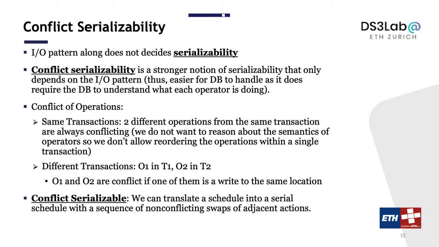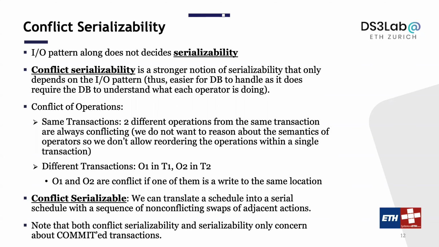So what do we mean by conflict serializability? We say one schedule is conflict serializable if we can translate that schedule into a serial schedule with a sequence of non-conflicting swaps of adjacent actions. So this is pretty abstract at this moment, but it's going to become concrete down the road. Another thing we need to keep in mind is that whenever we are talking about conflict serializability and serializability, at least in this course, and also in the exam, we only are concerned about committed transactions. Okay, we assume at the end of the day, both transactions are going to commit.